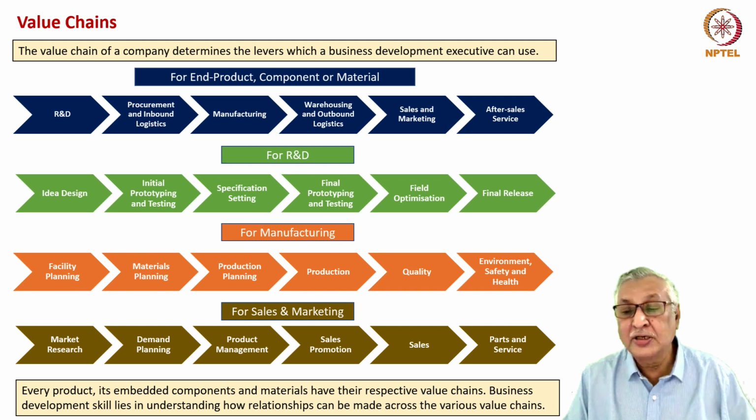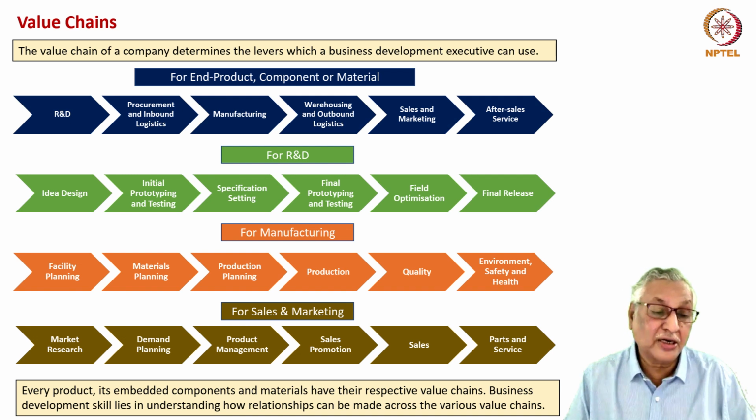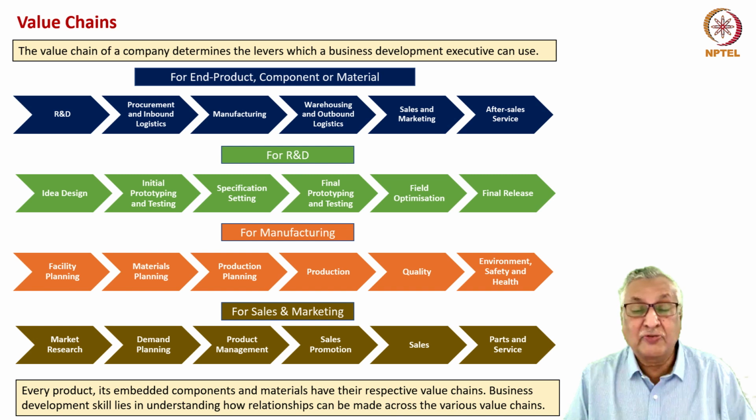For manufacturing, we have facility planning, materials planning, production, quality, environment, safety, and health as the cascaded elements of the manufacturing value chain. For sales and marketing, we need to have market research, which will move to demand planning. And once the demand is understood and the product which caters to the market demand is also understood, we do product management, we do sales promotion, we do sales, we do parts and service. And to be able to do these kinds of activities, we also need distribution, which is an integral part of this activity.